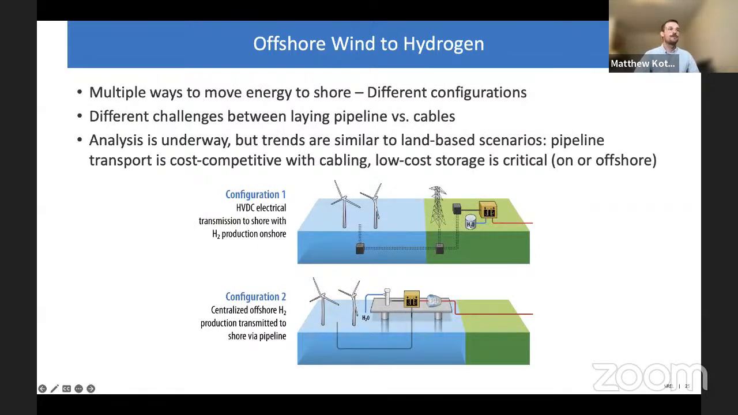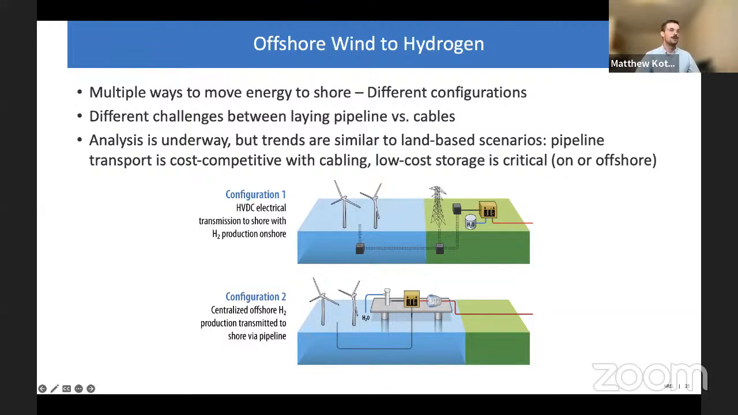Moving along, for this analysis, there are different ways of moving energy to shore, and there's also different ways of producing energy and then moving it. For this project, we have 2 different configurations, where configuration 1 is we're using cabling to move electrons onshore to then support hydrogen production and then storage there and moving along those lines. Configuration 2 is where there is a centralized platform offshore, and then there's a pipeline that moves that onshore.